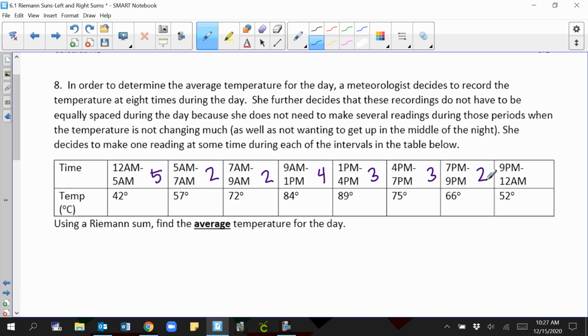7 to 9 is 2 hours, and 9 to 12 is 3 hours. So those are going to be the widths that I'm going to use for each interval. And they're not equal this time, which means we can't just do what we've been doing by putting that same width at the beginning and then adding all the numbers together. We have to use the different widths for each interval.